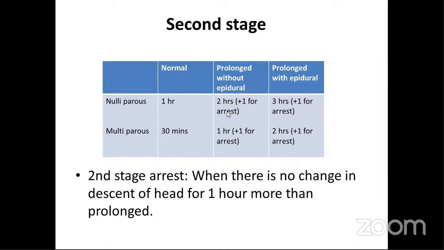Whereas without the epidural, if the second stage of labor prolongs for 2 hours or more in nulliparous and 1 hour or more in multiparous, it is considered as prolonged second stage of labor. Okay, so when there is no change in the descent of the head for 1 hour or more, it is called prolonged second stage of labor. So this is an important chart you have to remember. Normal duration, prolonged without epidural, prolonged with epidural. Nulliparous, multiparous: 1 hour, 30 minutes; 2 hours, 1 hour; 3 hours, 2 hours. Okay, it's a very important slide to remember.